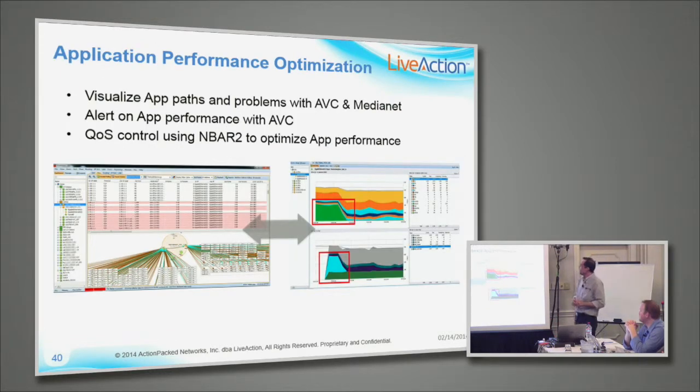The other pieces that we work on is application performance optimization. So Cisco came out with things like AVC and MediaNet, and that ties in with what we can do on the QoS side. As we get alerting on application performance, we can use that information, look at where the problem is, and use QoS to actually control and fix using NBAR2 classification, for example.